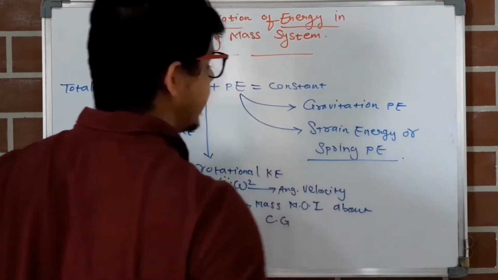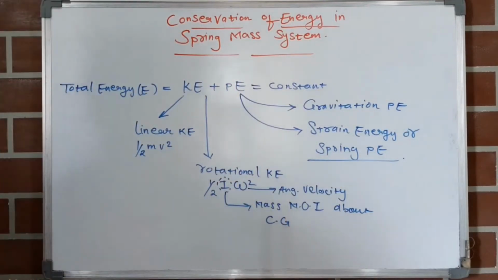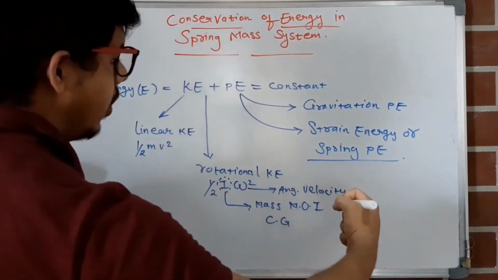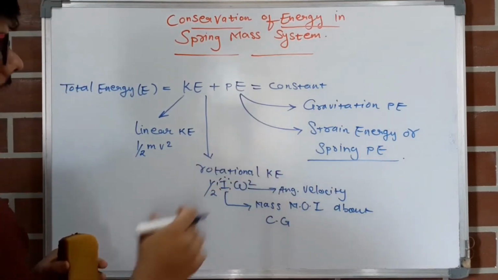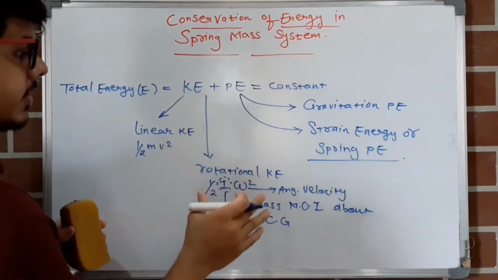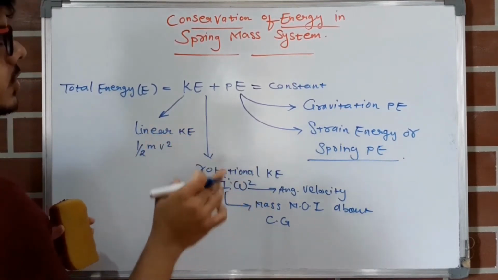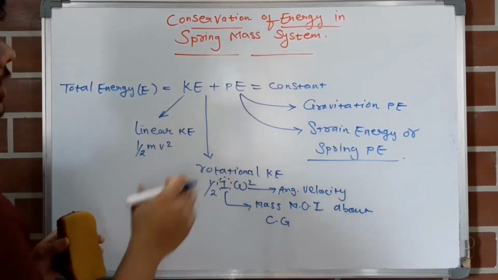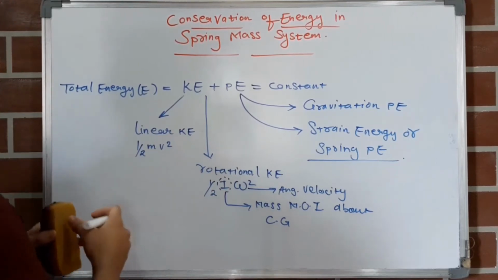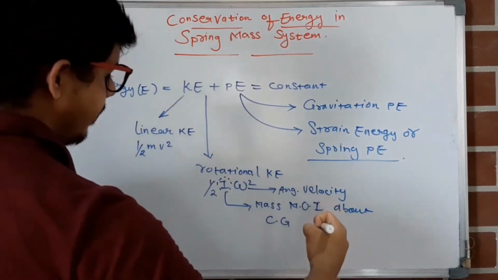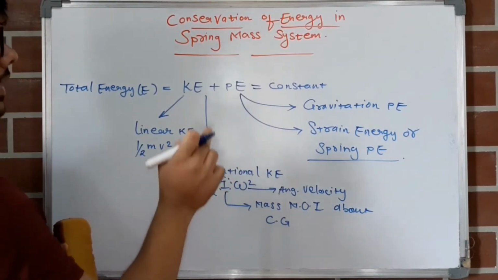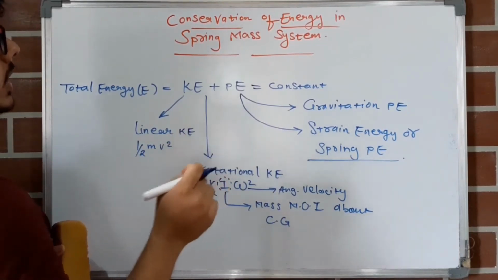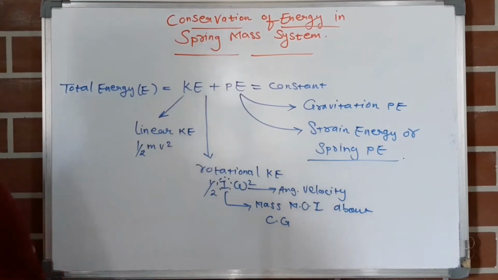Now why is this energy there in this spring? When we expand or compress this spring, there will be a strain in the spring, and due to this strain the energy will be stored in it. That energy is known as strain energy or spring potential energy. Whenever a spring undergoes expansion or compression, energy is stored, and that energy is known as spring potential energy or strain energy.